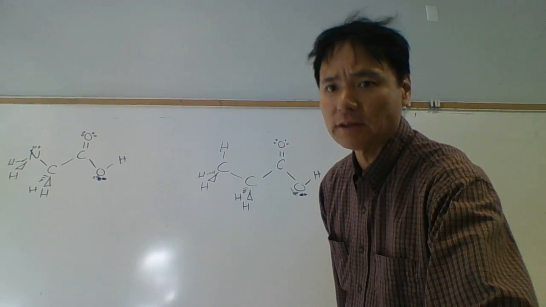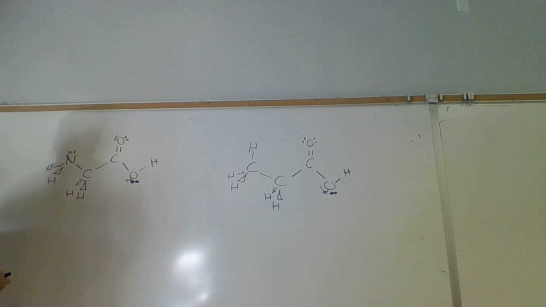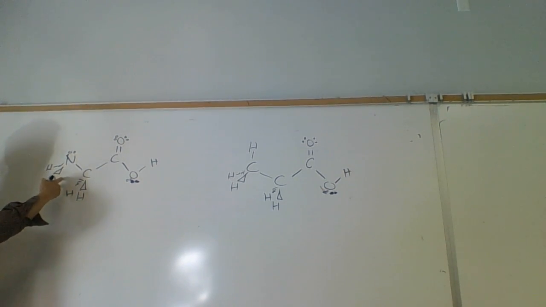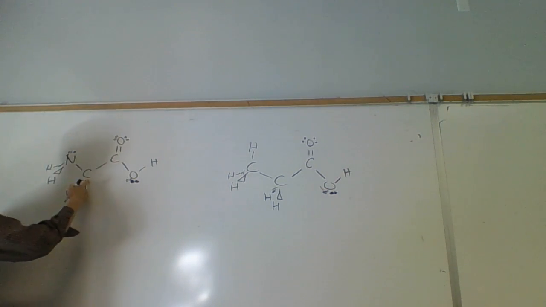Methyl group on the left here. What's the geometry of this? Tetrahedral. That's the electron pair geometry. What's the molecular geometry of this? Trigonal pyramidal. Good. So this is trigonal pyramidal. This is tetrahedral. And then the second carbon, both are the same.